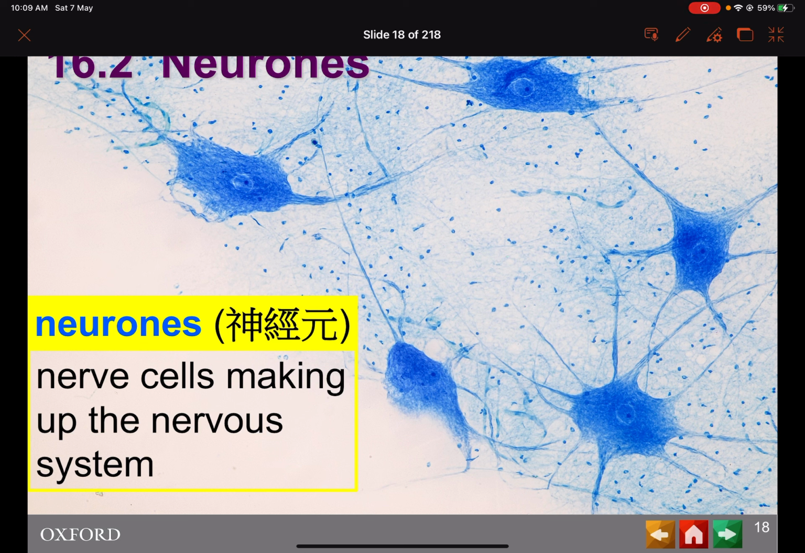Neurons. The nervous system is made up of billions of cells called neurons. Neurons mean nerve cells. Nerve cells make up the nervous system, and the nerve cells are specialized to transmit nerve impulses.